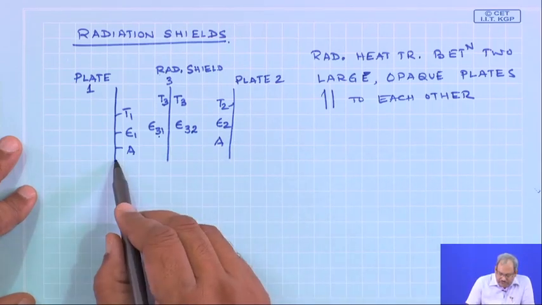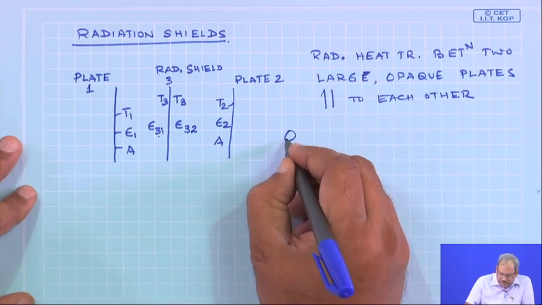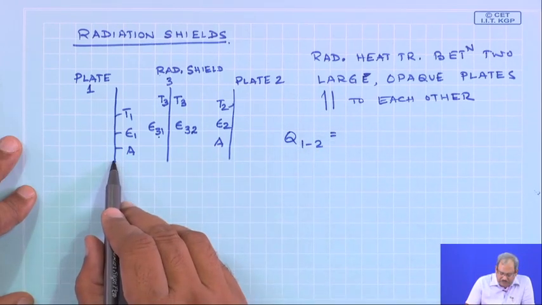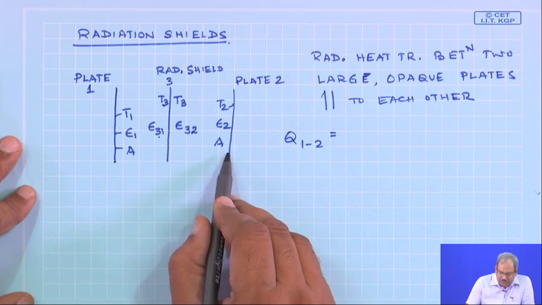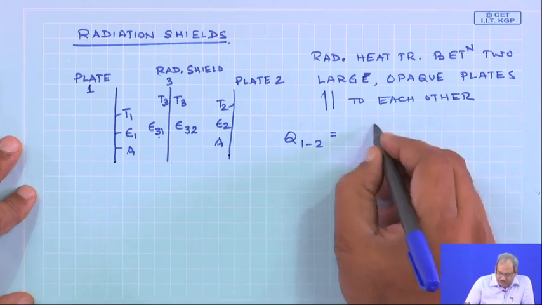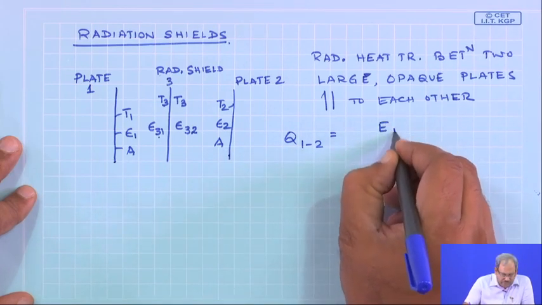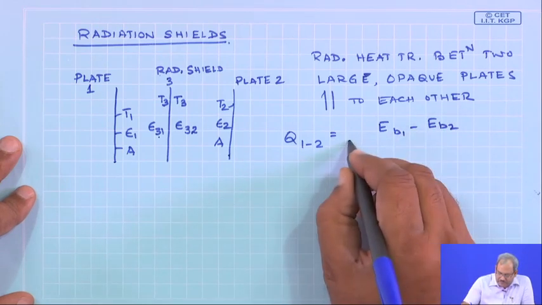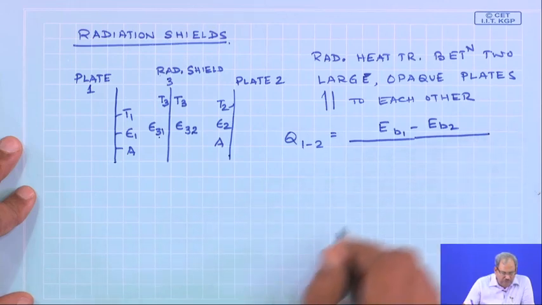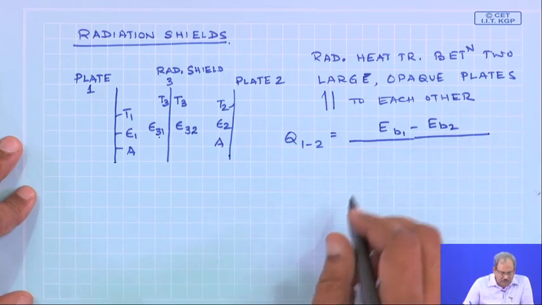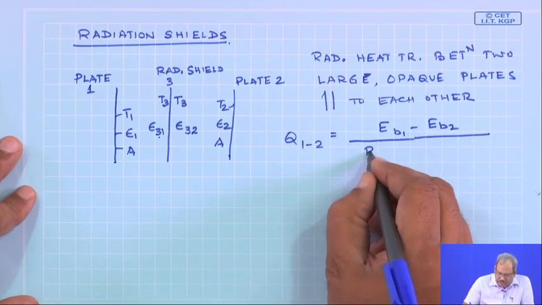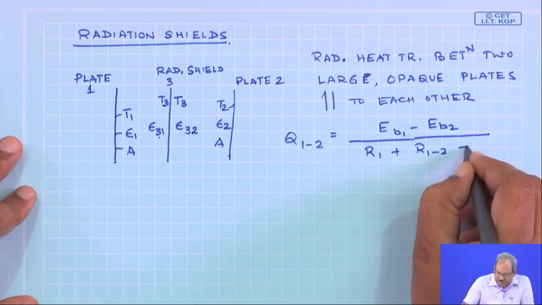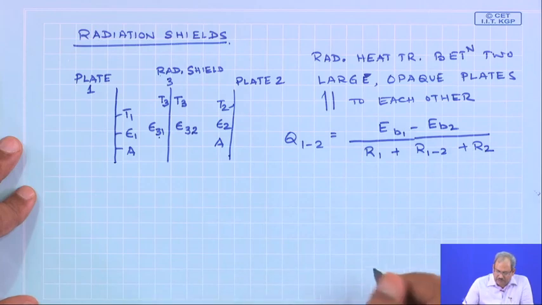So, the heat flow from 1 to 2, therefore, Q 1 to 2 must be equal to whatever be the potential of this and whatever be the potential of plate 2 if they were black bodies. So, it is E B 1 minus E B 2 divided by the sum of all the resistances. So, what are the resistances? One is R 1, the second one is R 1 to 2 and the third one is R 2.